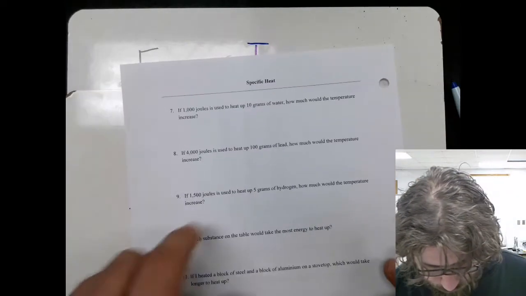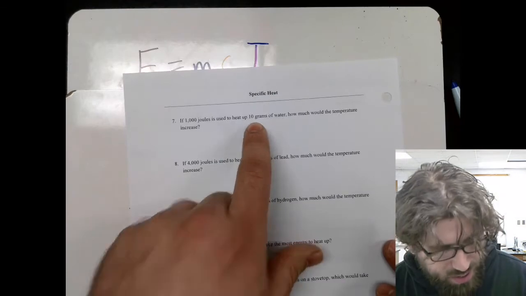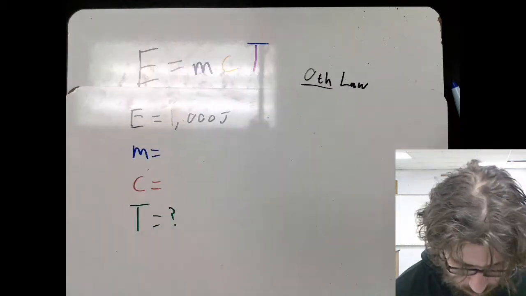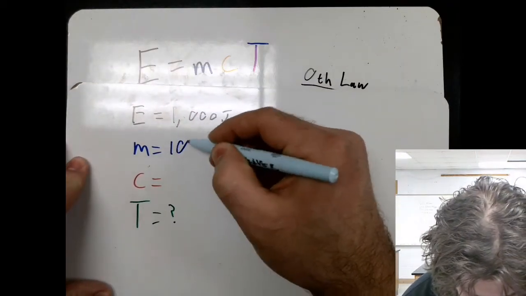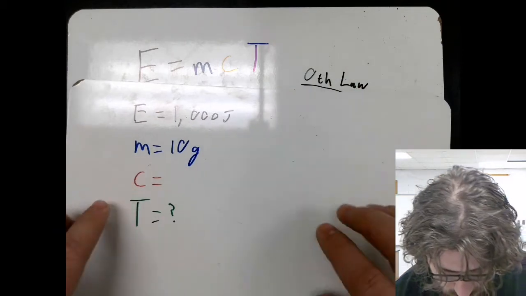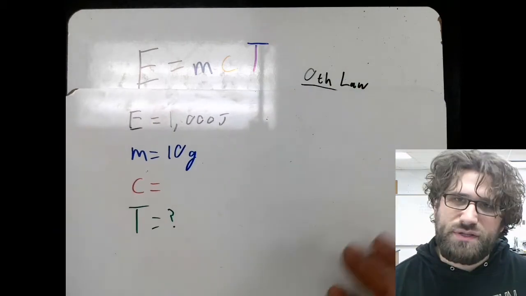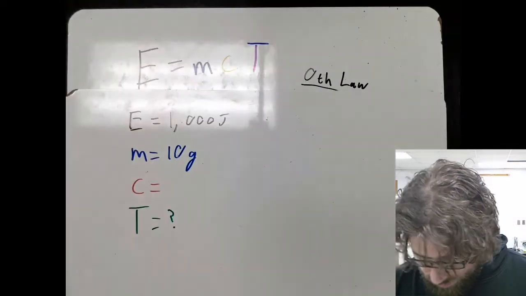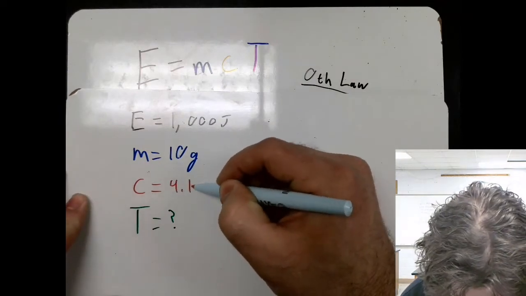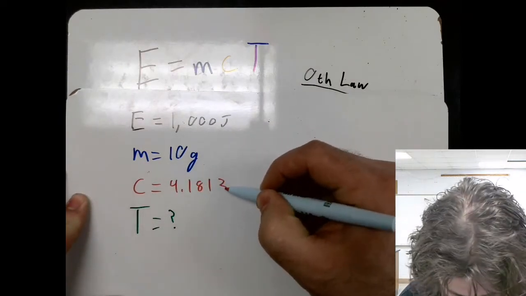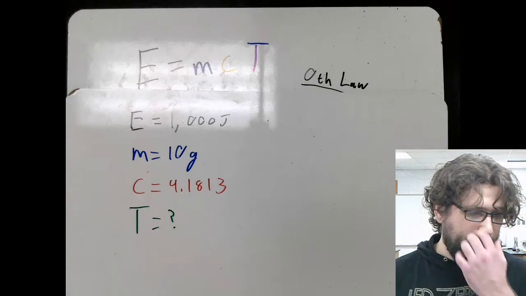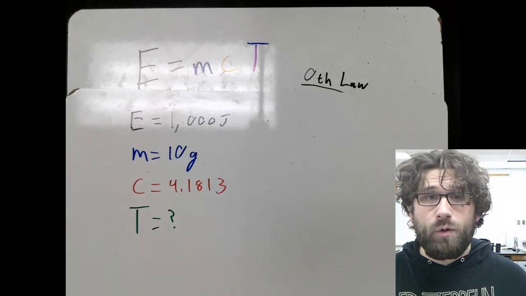And then I'm given the mass. It's 10 grams of water. So my mass is 10 grams. And then the specific heat. What is the specific heat of water? I just look back at my table. And for water, I've got 4.1813. Let's plug that in. 4.1813.